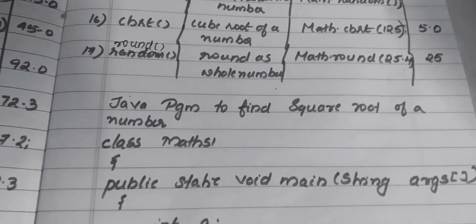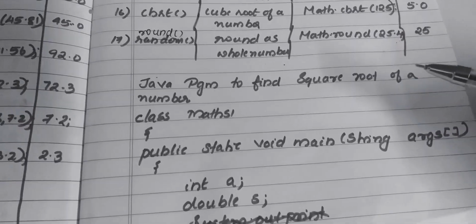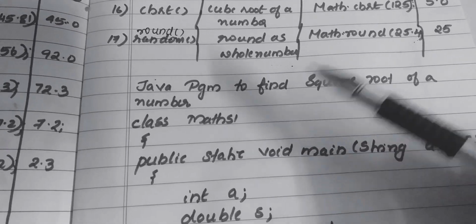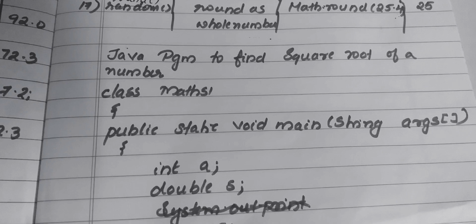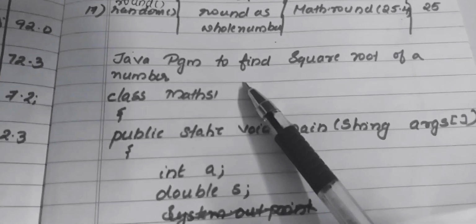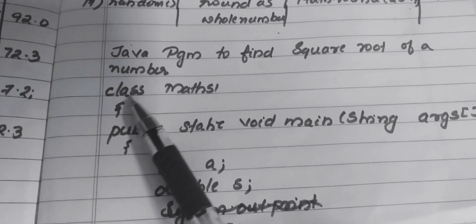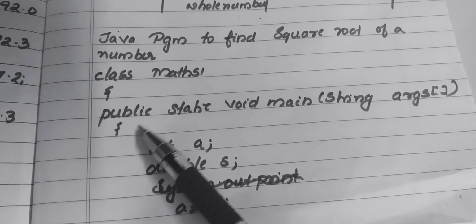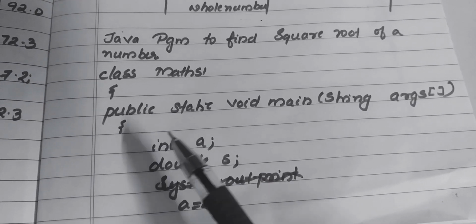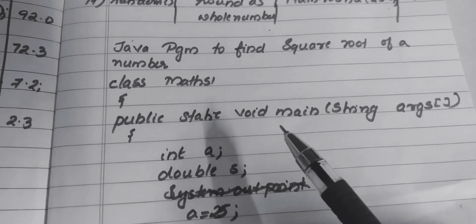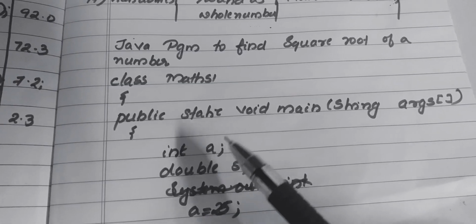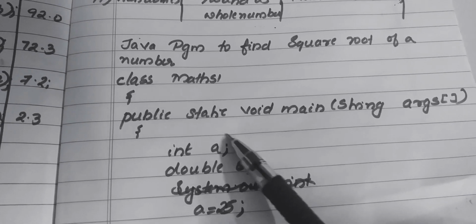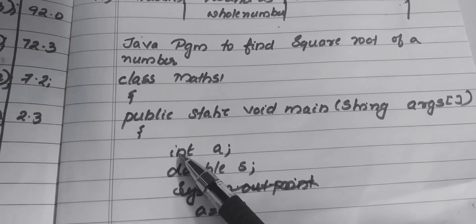Now let's see how to find the square root of a number by using this mathematical function. As you all know, all these mathematical functions come under the default package, so there is no need to import the package. Here we have started our program with the class name Maths1, then opened the class, then our main method. We want to find the square root of a number, so we require a number, isn't it? I am going to store my number in the variable a, which is of integer type.